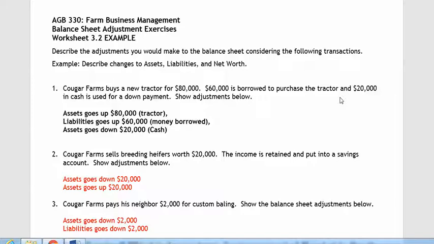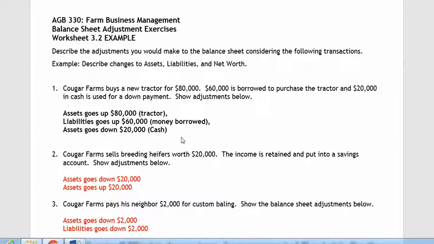So let's go ahead and take a look. For example, I did the first one for you. Cougar Farms buys a new tractor for $80,000. $60,000 is borrowed to purchase the tractor and $20,000 in cash is used for a down payment. Show the adjustments below. This is basically double entry accounting. It's basically showing you how to record a transaction in accrual accounting. I'm trying to make this as simple as possible.